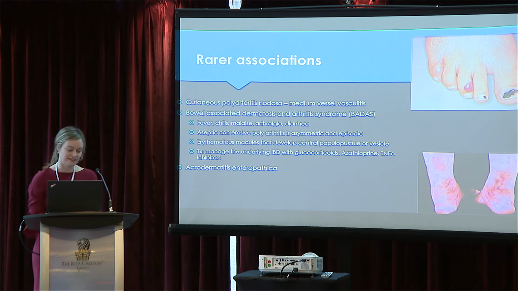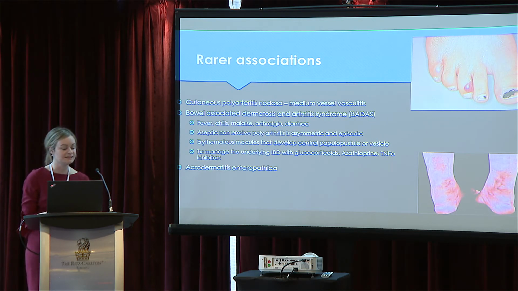This is the last slide of different rare associations with skin manifestations of IBD. So the picture on the bottom shows cutaneous PAN, or polyarteritis nodosa. This is a medium vessel vasculitis. There's a long-worded next disease called bowel-associated dermatosis and arthritis syndrome that is sometimes referred to as BADAS.